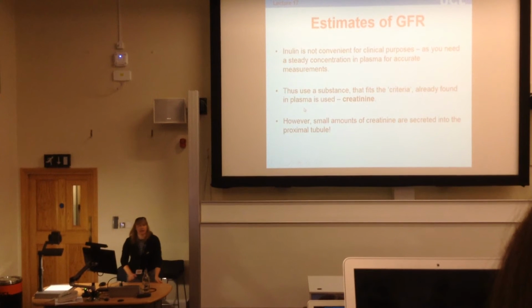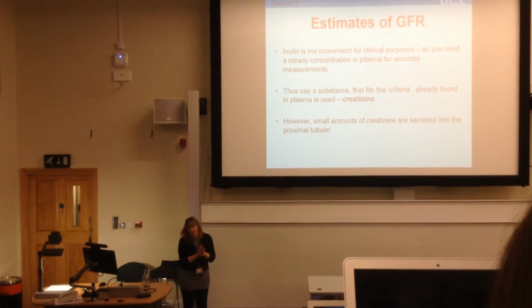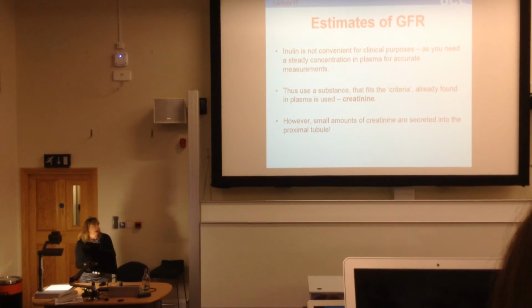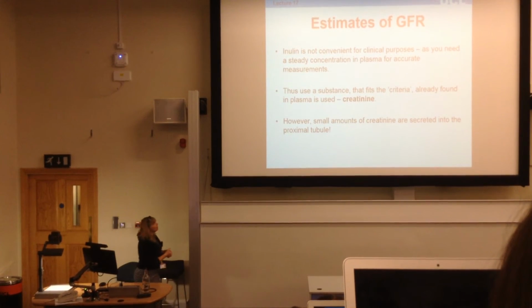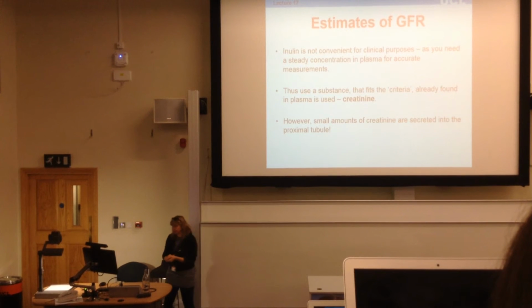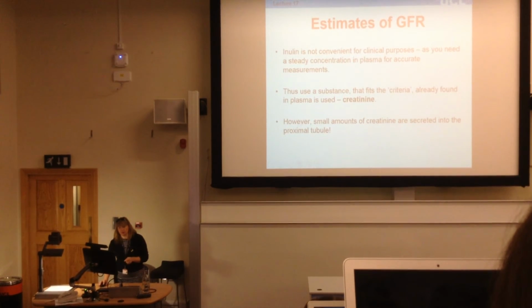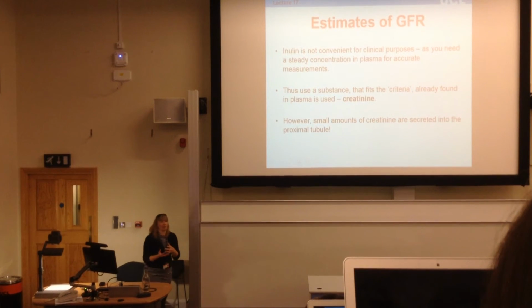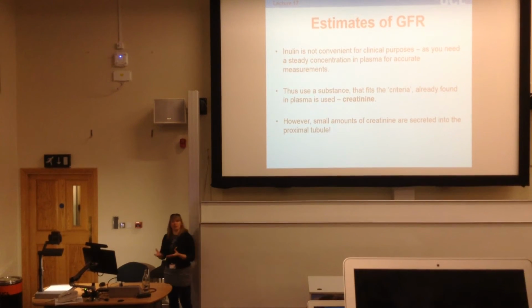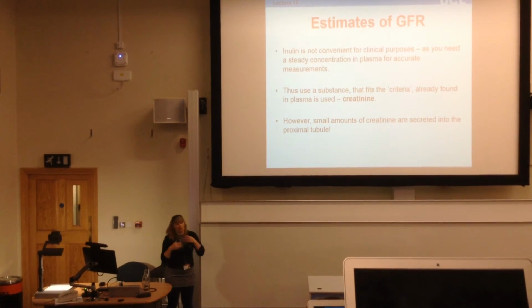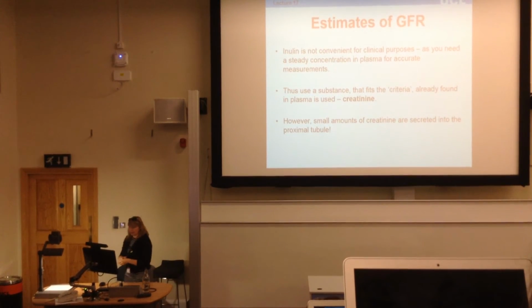So alternatively, we can use our backup, which fits most of the criteria, and it's already present in plasma, and that's creatinine. Now there are small amounts of creatinine that are secreted into the proximal tubule, so it's not ideal, but again it gives us a very close estimate to inulin and it's much easier to perform. So ideally we would use inulin, much more routinely we use creatinine.